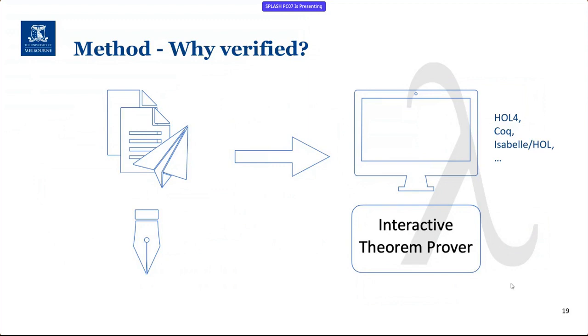And also it allows us to reuse others' proofs a lot more easily. We can just import the proofs other people have done in a library, and we can use them again, and we know they must be correct since they have been machine checked. Okay, so that's why verify the cost model.